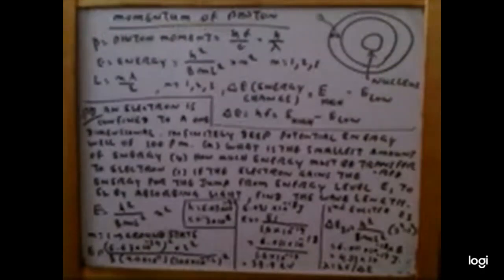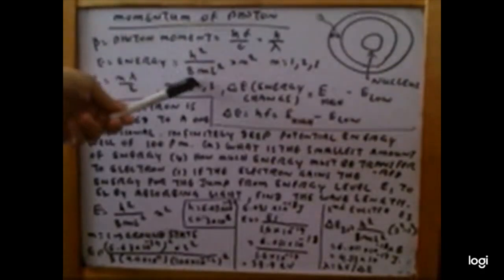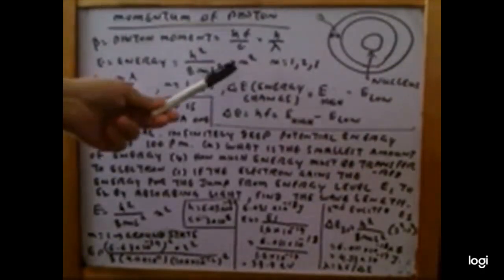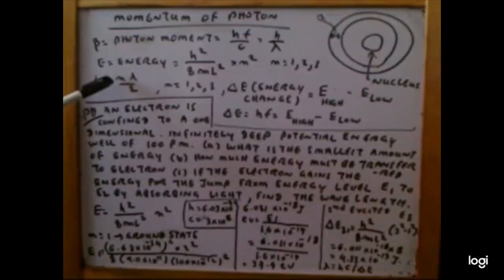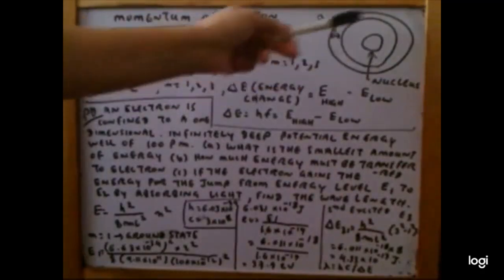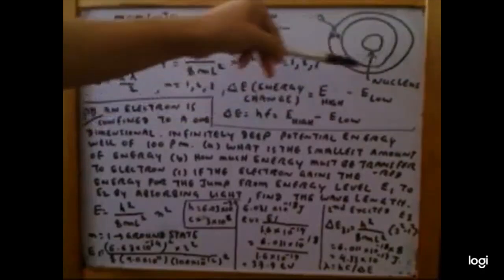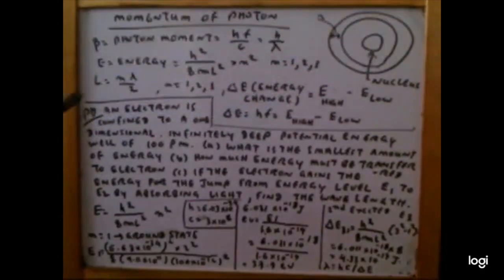Here is the energy. So energy can be calculated as h squared divided by 8 m L squared into n squared. So h is the Planck constant, m is the mass, and L is given as n lambda by 2, where n is 1, 2, 3. This is for the circular path, for the electrons moving around the path. So n is the path number, and lambda is the wavelength. h is the Planck constant.